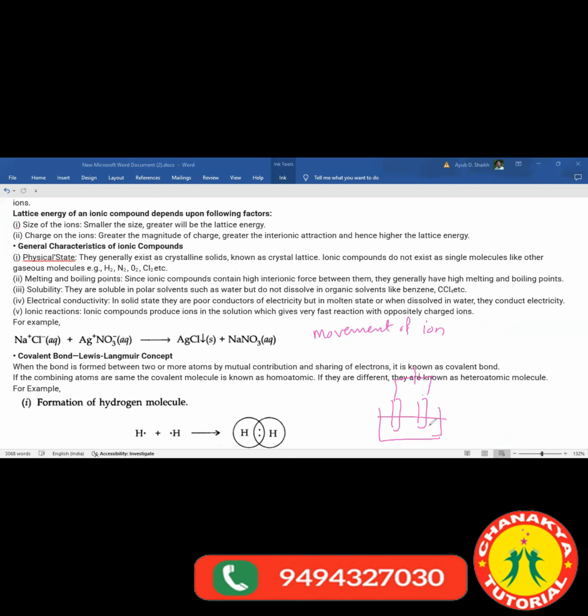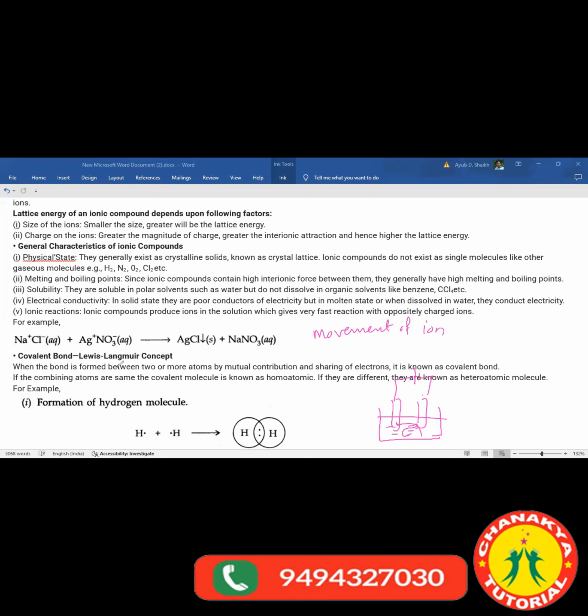If you take it in the solid state, ions won't move. But when it is in the liquid state, the positive ion will go to the cathode, the negative ion goes to the anode and gets deposited. Isn't it? And even in the liquid state, the same thing would happen. In the molten state and liquid state, it can conduct electricity, but in the solid state, it does not.